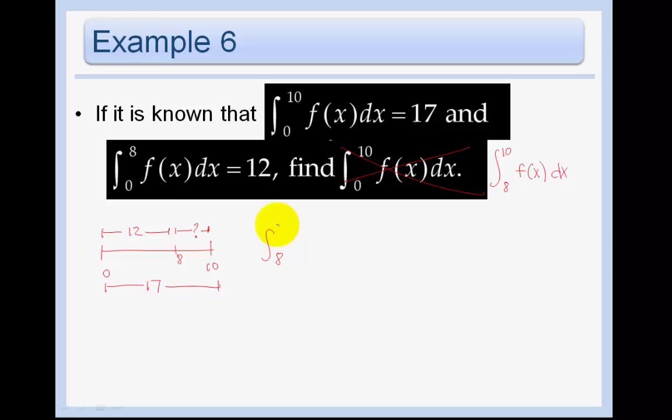Well, that's just going to be whatever the area from 0 to 10 was, minus the area from 0 to 8. You clearly see that it should be 17 minus 12. That's it. So we know that the integral from 8 to 10 of f of x dx is 5.